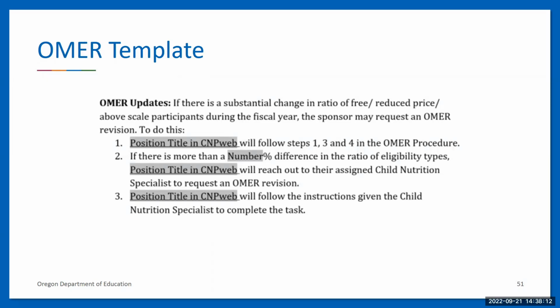In order to determine what your new reimbursement could be, please use the CACFP reimbursement estimate calculator. Shannon will share a link to this in the chat. Sponsors are not required to request a revision if changes occur, but the option to do so is available. This part of the procedure names the position responsible for monitoring the need for a revision, the parameter that must be met by your organization to request a revision, and how that staff person will proceed.